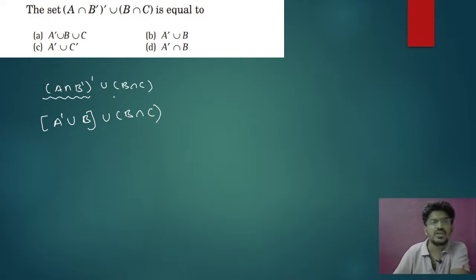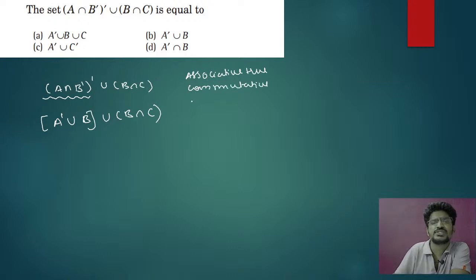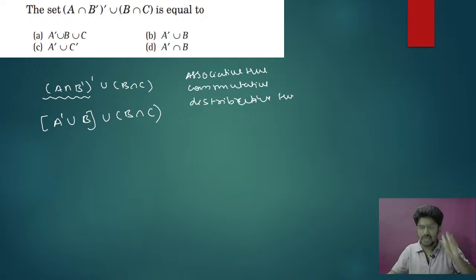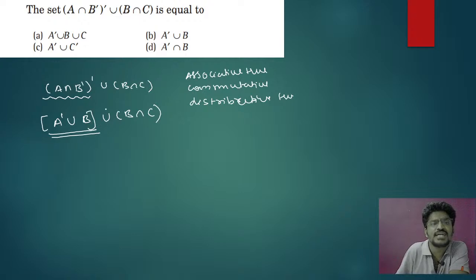Okay. Now we know that the associative law is true. Commutative law is true. Next, distributive law is true. Okay, so all laws are true on union and intersection. So that's why, what happens, I will take this as one complete set and I distribute it on B with union. So I will write my first set. What is my first set? A complement union B. Now I distribute this B over this B. That will be union B.